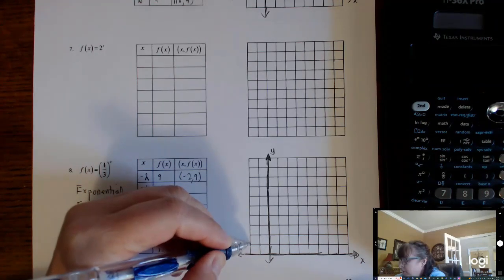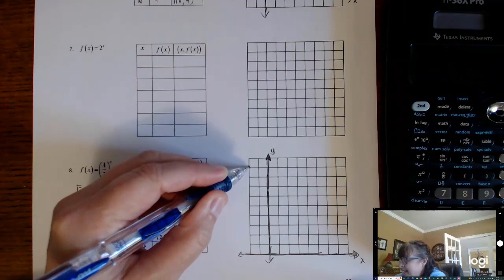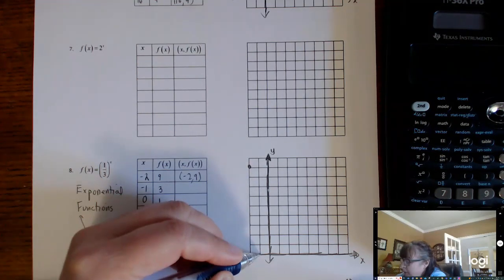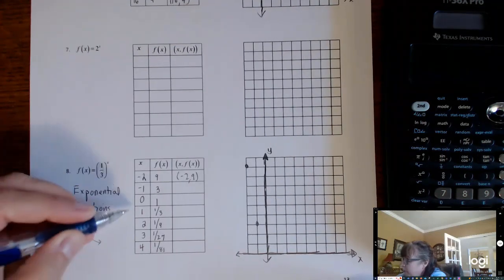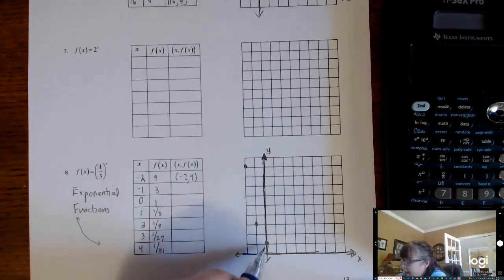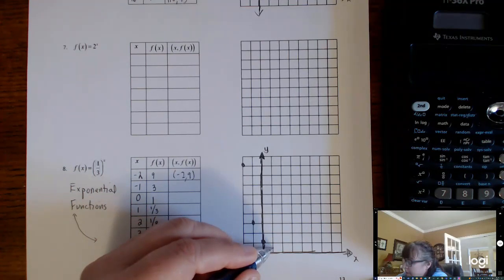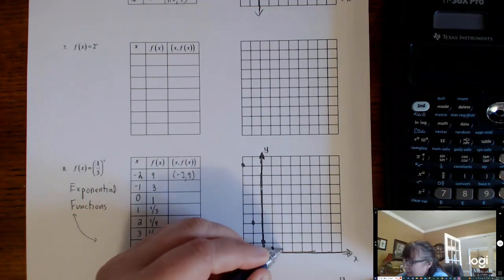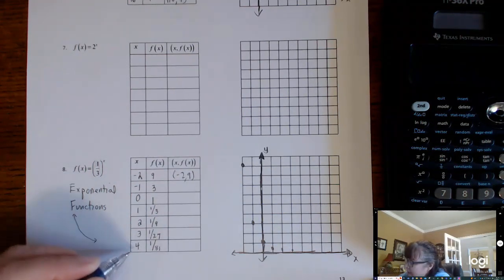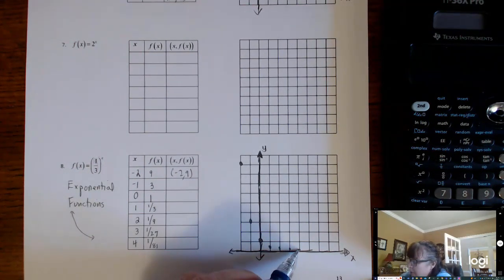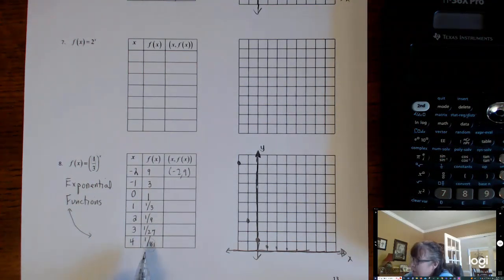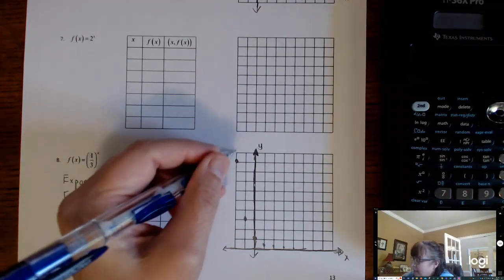So left 2, up 9: 1, 2, 3, 4, 5, 6, 7, 8, 9. And then -1, 3: left 1, up 3. And then 0, 1. That's called the y-intercept. And then 1, up a third. And then 2, up a ninth. And 3, 1/27. And 4, 1/81, and you get the idea that this is going to get smaller and smaller. The y value is going to get smaller and smaller as x gets bigger. So as x goes to infinity, y is going to approach 0. Those little arrows mean approach. It means it's never technically going to touch it.